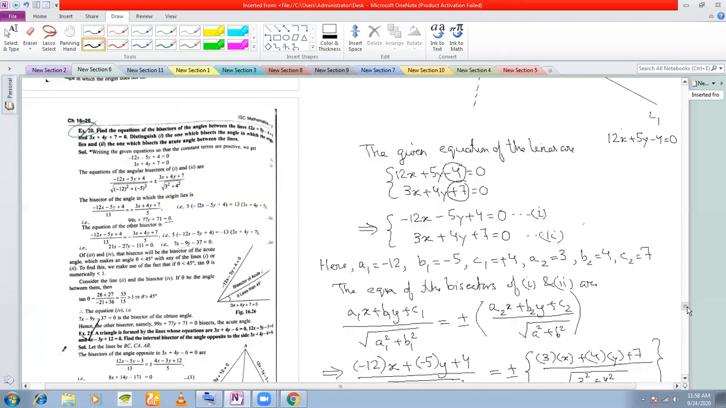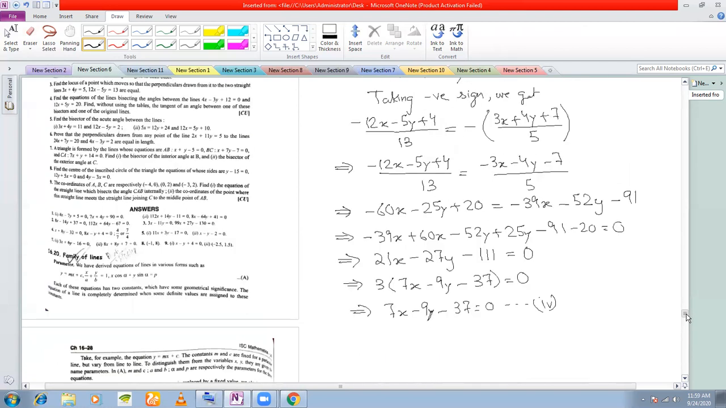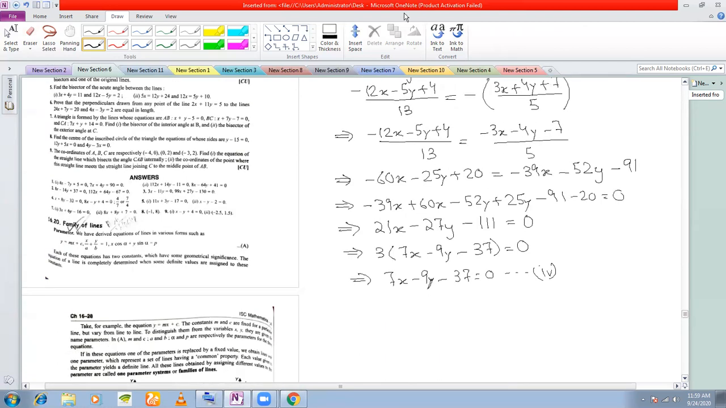Okay, I think this one. Huh? Which one? The one which satisfies 0, 0 in both the equations. What do you mean by that?